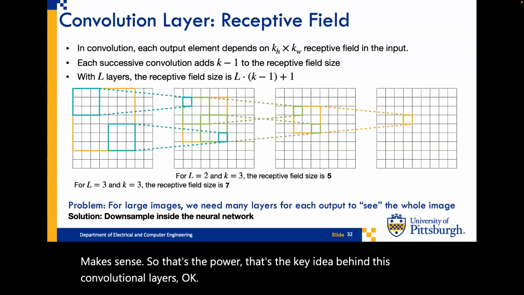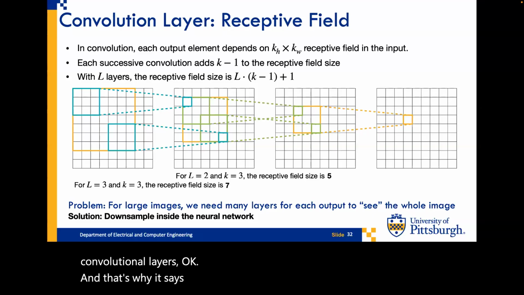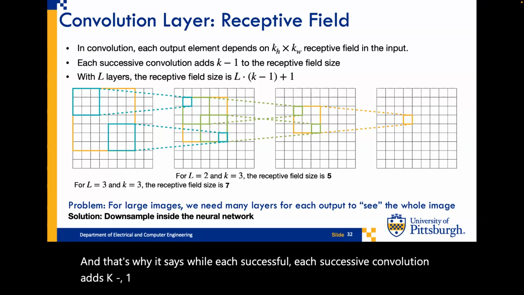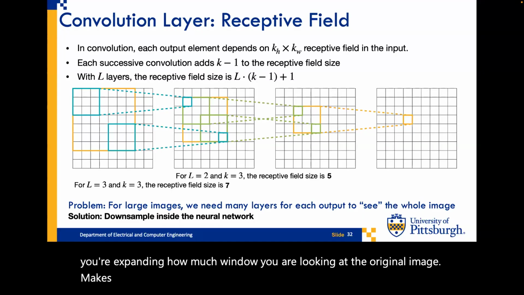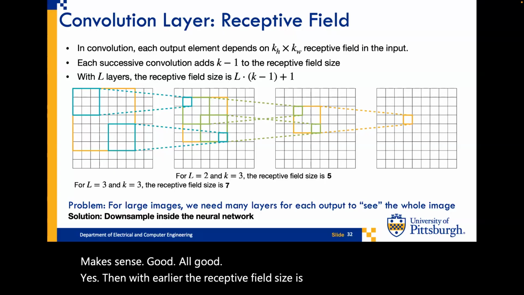And that's why it says each successive convolution adds k-1 to the receptive field size. So with each additional layer, you're expanding how much of the original image you are looking at. Make sense? Good? All good? Yes. Then with L layers, the receptive field size is L times (k-1) plus 1. You can easily get that number.